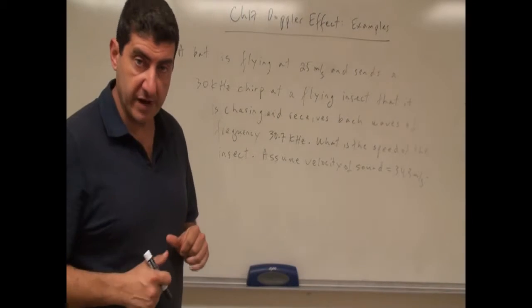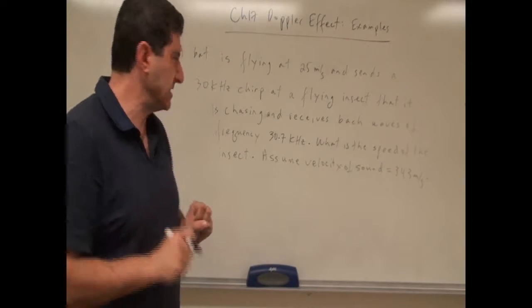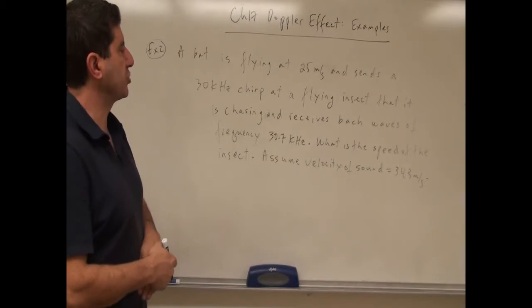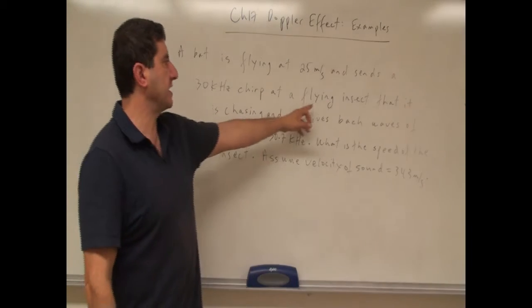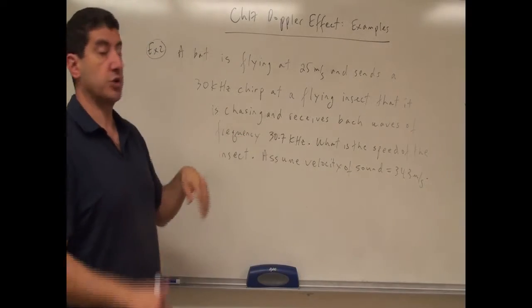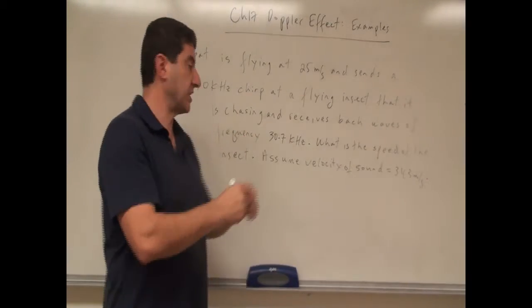This is a similar problem to the fire truck example that we did, but it's slightly different. It says a bat is flying at 25 meters per second and sends a 30 kilohertz chirp at a flying insect that it is chasing. So the bat is moving in the same direction as the insect here.